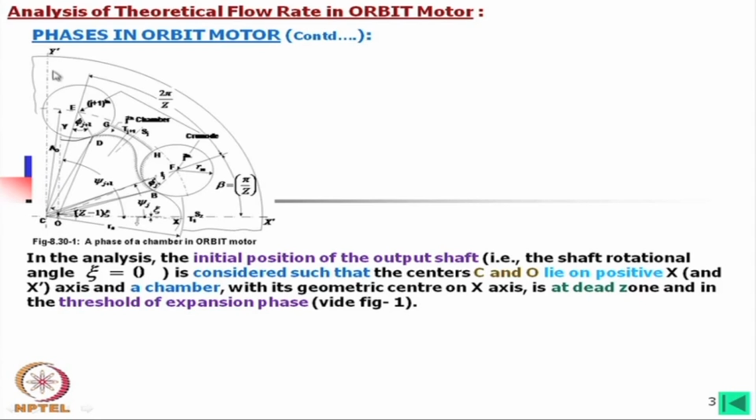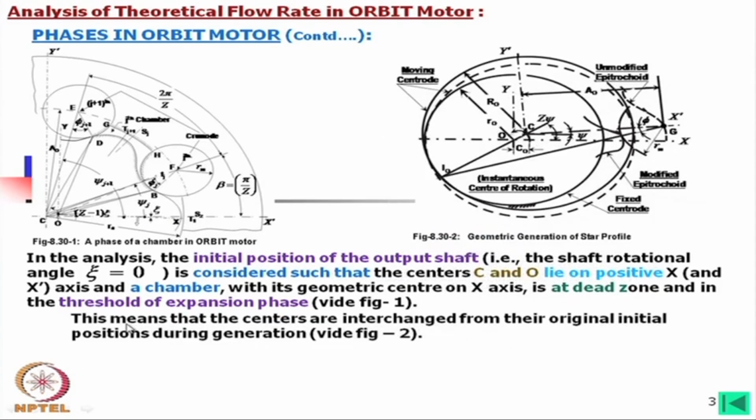whereas this one is on the y axis through the center of the envelope, and it is one of its dead zones. We have called it the top dead center, and this is at the threshold of the expansion phase. That means, immediately after that, if we rotate in the clockwise direction, the expansion mode will start. Okay.